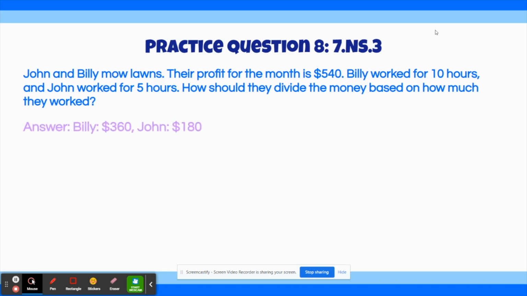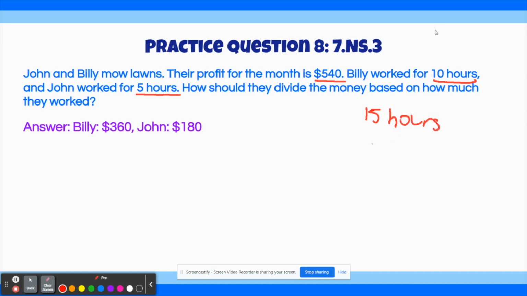Okay, the correct answer to this is Billy should earn $360 and John should earn $180. So I started off by getting the total hours worked. It says Billy worked for 10 hours and John worked for 5 hours, and the total they earned is $540. So they worked 15 hours in total, and this got them $540.